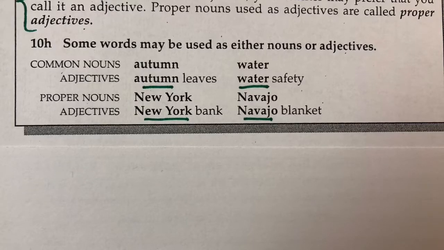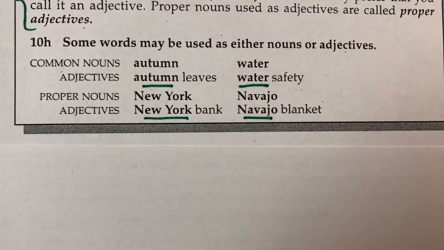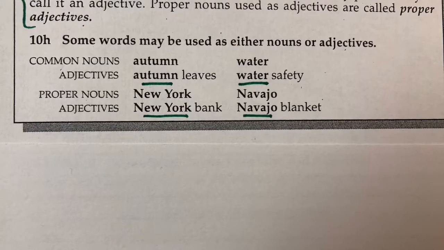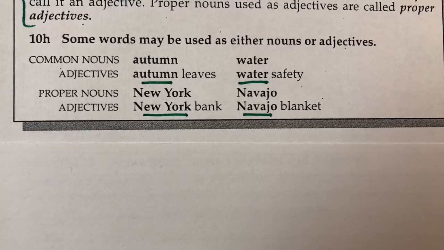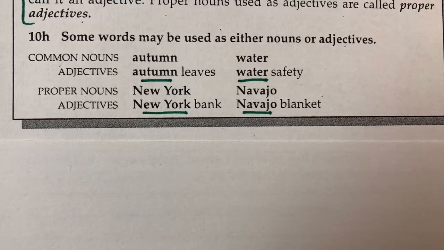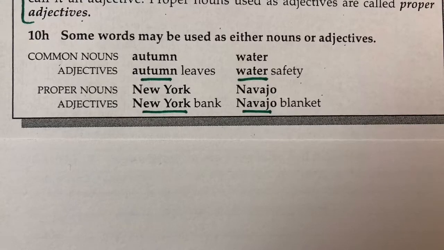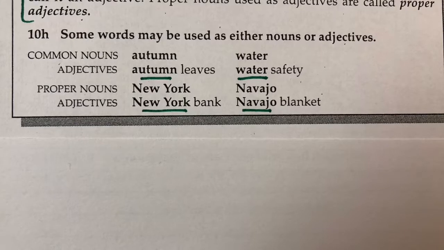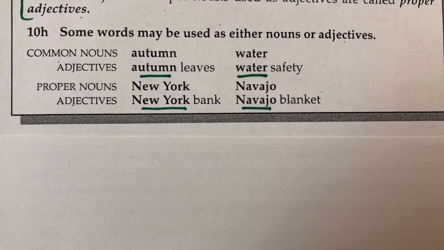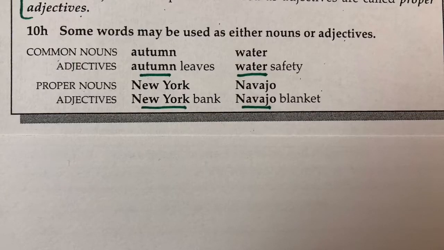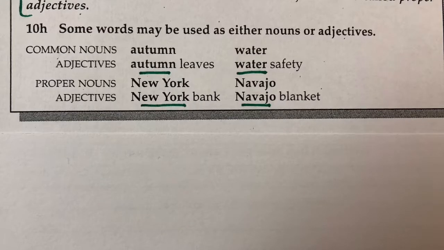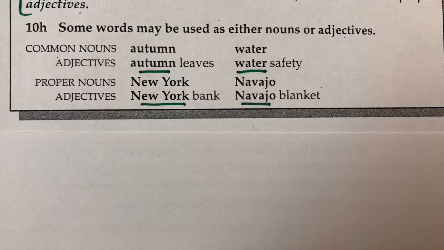Here's another one. Water safety. What kind of safety? Water safety. Water is generally a noun, but now here it is describing safety. You can also see it in the next two examples with proper nouns. We've got New York, but if you call something the New York Bank, New York is saying which bank? And so it's acting, interestingly, this proper noun is acting as a proper adjective. It's modifying bank. Also, Navajo is a proper noun. And if you call something a Navajo blanket, it's now a modifier, modifying what kind of blanket.